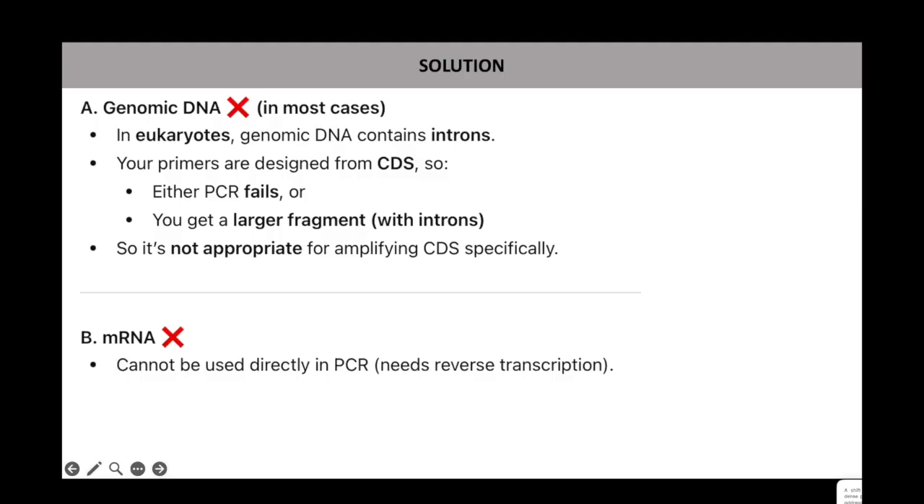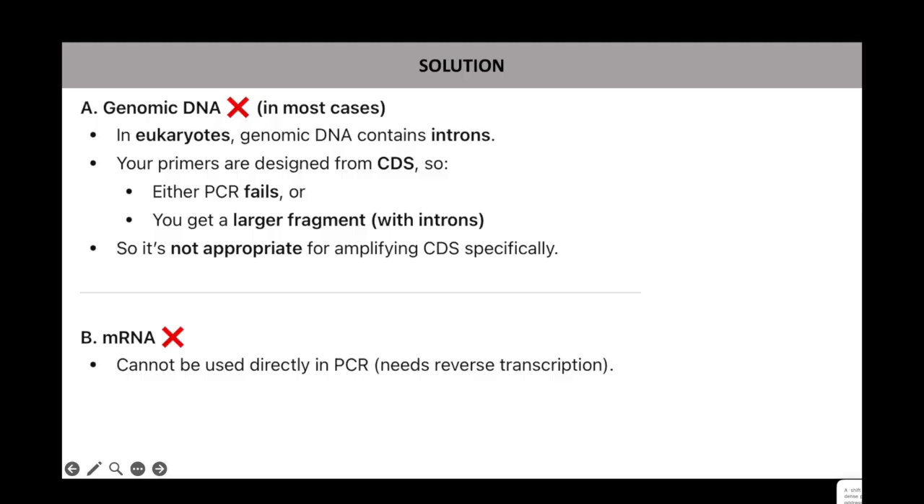Now, option B was mRNA. Why is mRNA not correct? Because mRNA can never directly be used for PCR. In PCR we normally use a DNA-dependent DNA polymerase. The Taq polymerase that is being used is a DNA-dependent DNA polymerase, so it will require DNA as a template. Now, mRNA is not DNA, so it cannot directly be used for PCR. It has to be first converted into a DNA sequence, which is called cDNA. cDNA will give the DNA as template, which can then be used for PCR amplification.